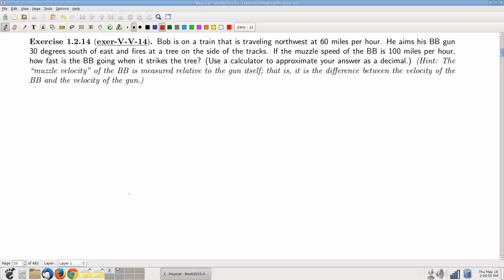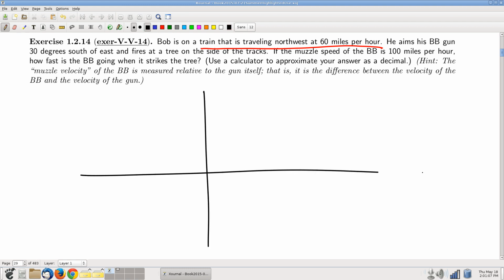Okay, so number 14 here. First, let's draw a picture. The train is traveling northwest at 60 miles an hour, and let's see. I'm going to make an axis like that. Northwest at 60 miles an hour is going to be something like that.